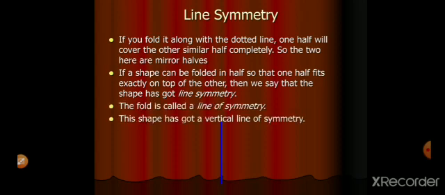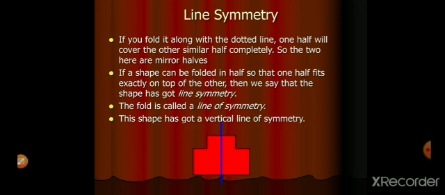If you fold it along the dotted line, one half will cover the other similar half completely. So the two here are mirror halves. How? Let's see. You can see that this is one half of the given picture and this is the other half of this picture. If we fold it along the dotted line, one half will cover the other similar half completely. So these are two mirror halves.